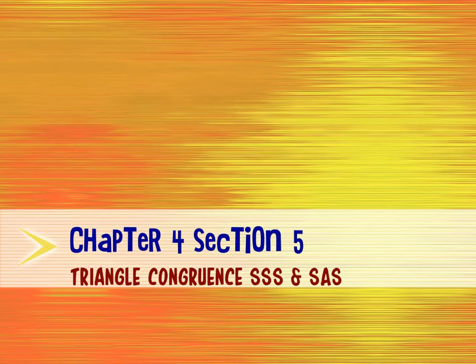So Chapter 4, Section 5 deals with triangle congruence, SSS and SAS, which I'll go over what both of those mean in the next couple of slides. In 4.4, we proved that triangles are congruent by showing that all 6 pairs of corresponding parts are congruent. We had 3 angles and 3 sides that were congruent, and that meant that the triangles were congruent. Now we're going to see that we don't need all 6 parts to show that 2 triangles are congruent.